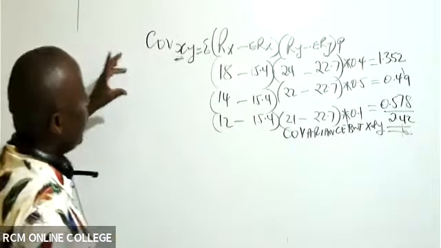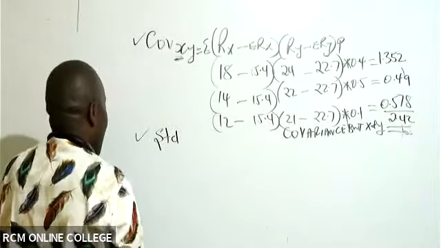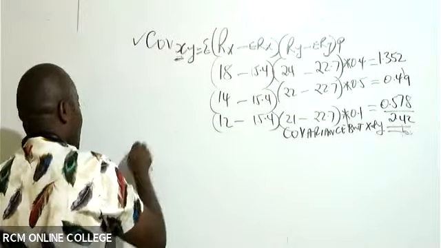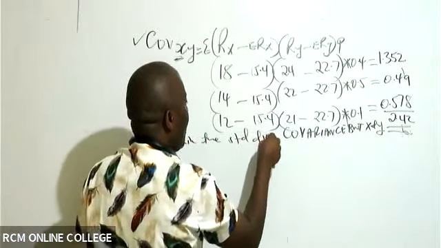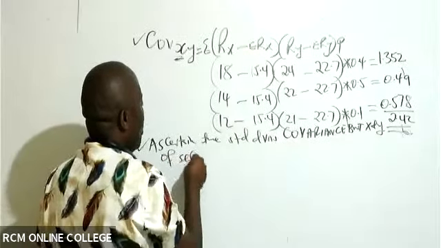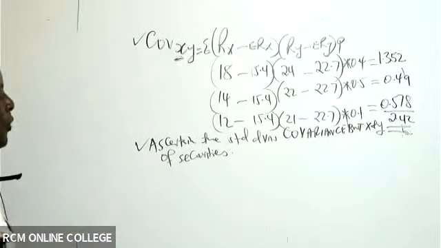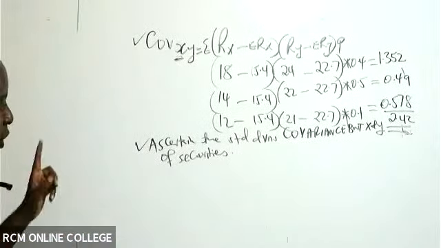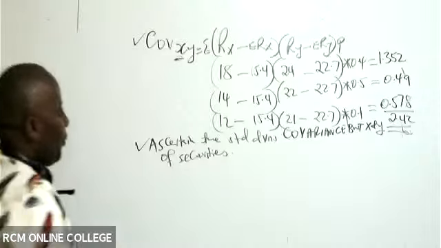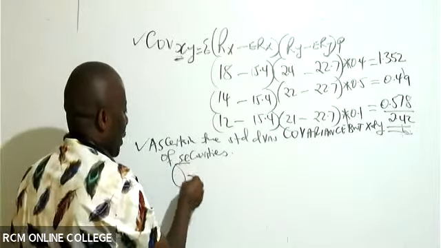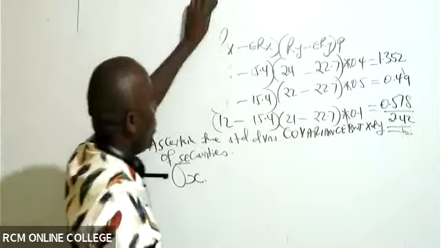So that is the first thing that you do. The second thing that you shall be doing is to ascertain the standard deviations of securities. We shall start with the standard deviation of x. Standard deviation of x, you write like this.